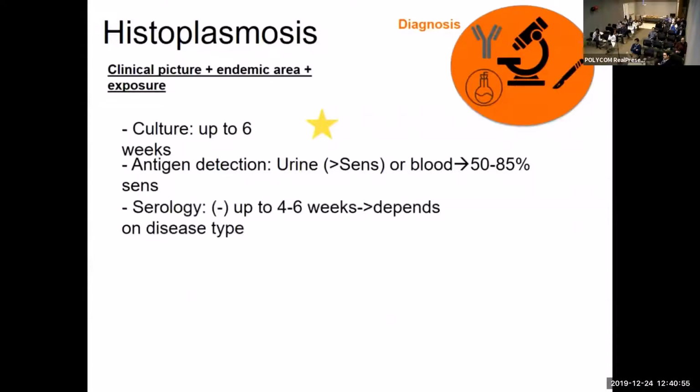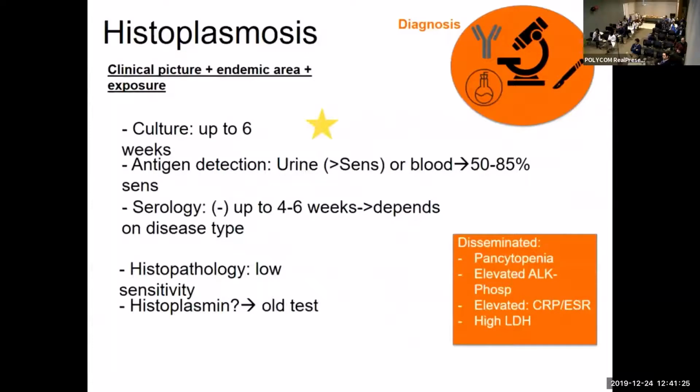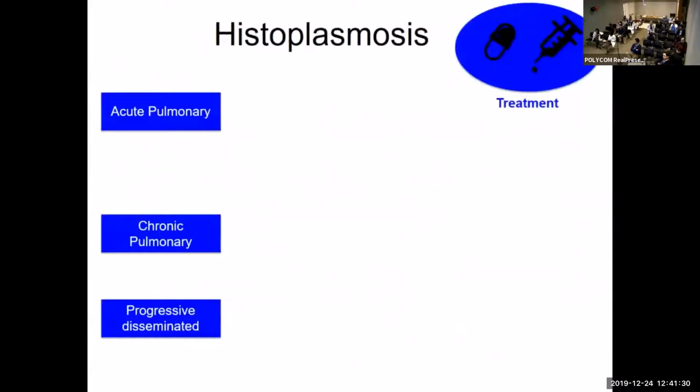Serology is also not useful because it can take 4 to 6 weeks, and if you have cellular immunodeficiency, you are not going to produce antibodies. For histopathology, in the classic cases, they will show you a bone marrow sample, but the sensitivity is pretty low, so we cannot rely on it. Histoplasmin is an old test that we usually use just for experimental things. It's like the PPD of histoplasma, a skin reaction. Disseminated disease can give you pancytopenia and elevated LDH. Those are the main ones.